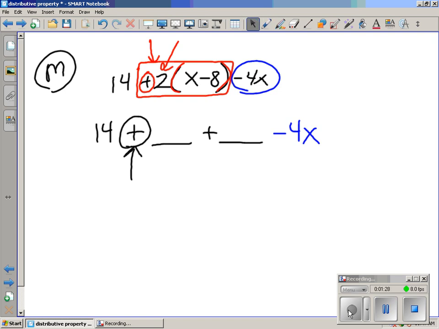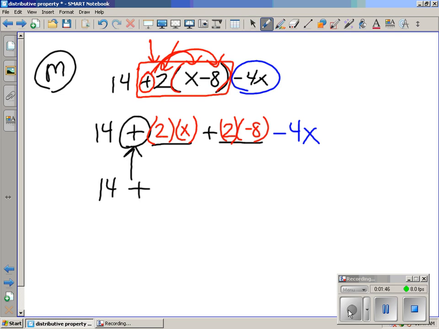So then I do what I normally do, and I put in parentheses what I am distributing. 2 is being distributed to the x. And then we have the 2 is also being distributed to the negative 8. From here we simplify. We have the original 14. We have the start of the distributive property. We have a 2x. We have a negative 16. And we have a negative 4x.